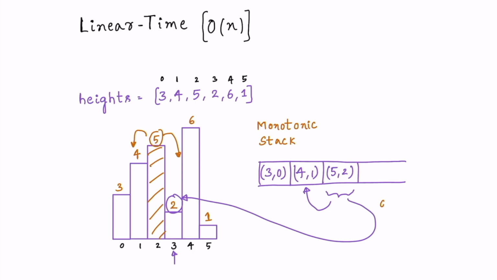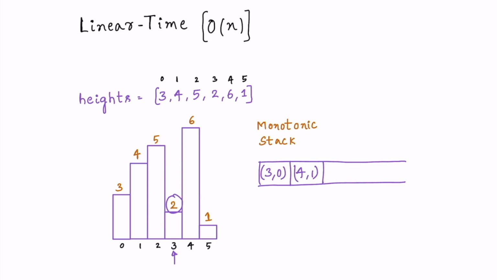So the area of the rectangle is 5, which is height of the bar at the top of the stack, multiplied by right edge, which is the current bar whose index is 3, minus the left edge, which is the previous element in the stack, and its index is 1. Since we cannot include the current bar of height 2 in this rectangle, we subtract 1 from the width. So the total area is 5 times 1, which is 5. So we can remove this bar from the stack now. So the new top of the stack is this bar 4.